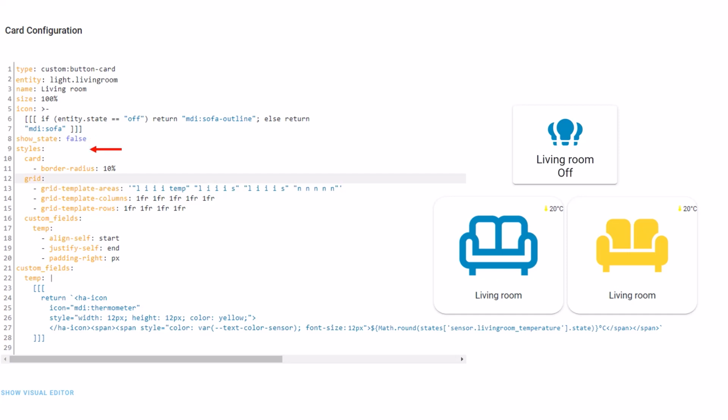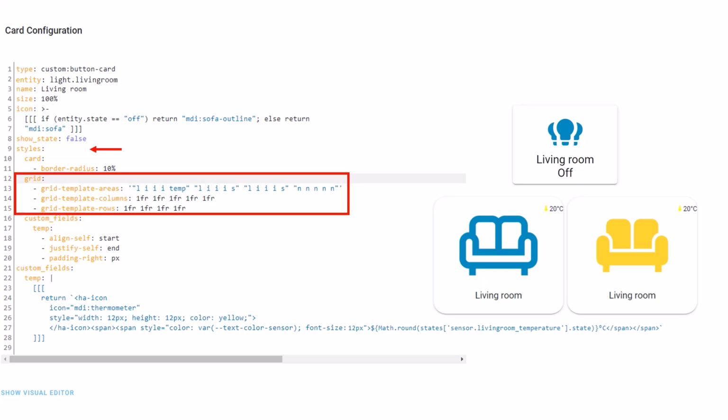For styling the card, you can round the borders by using border radius, which gives a nice touch to the card. For grids, this one is a bit more complex compared to the previous example, so let's start with the name of the different fields. We have temp, which is the custom field for temperature that we will add, and then we have name, image, state and label as in the previous example.